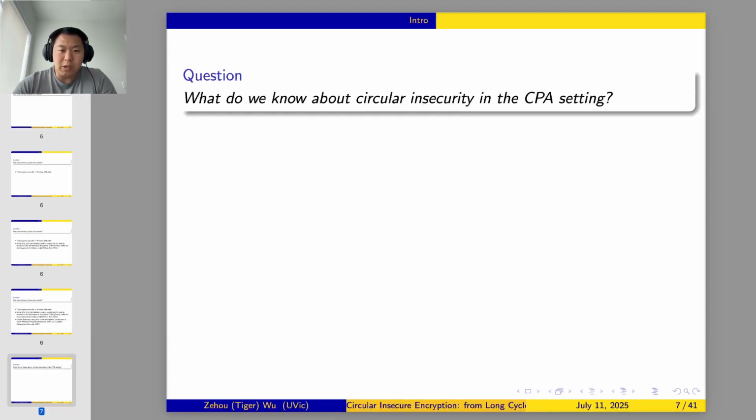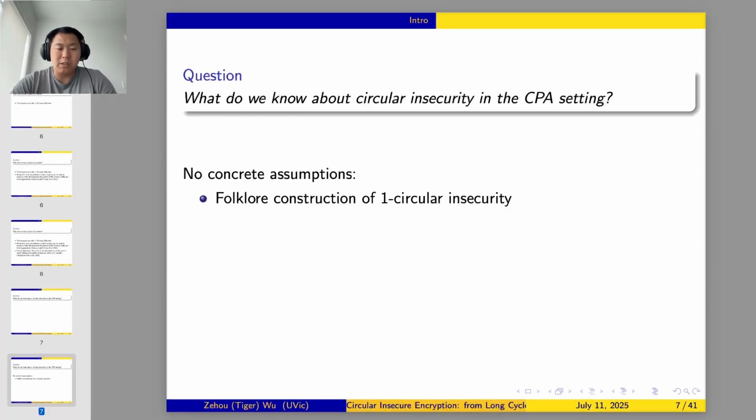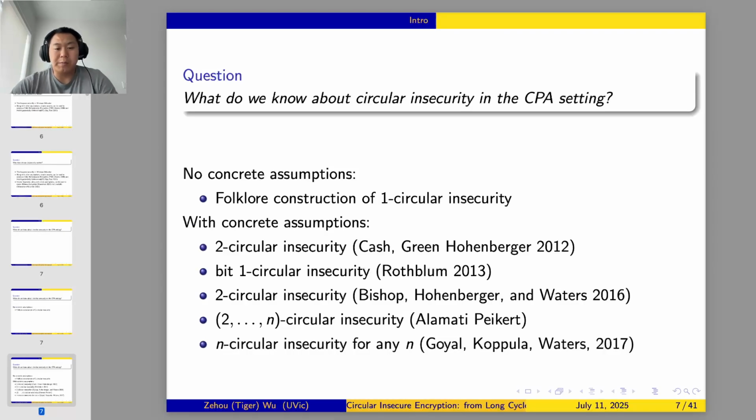So what do we currently know about circular insecurity in the CPA setting? With no concrete assumptions, there exists a folklore construction of one-circular insecurity. This works by, given a pair of PK and SK, a public key and a secret key, when the public key recognizes that the secret key belongs to the same pair as itself, it will simply output the secret key without encrypting. And with concrete assumptions, there are many works, such as finding two-circular insecurity, one-circular insecurity, and there are works that find circular insecurity for multiple lengths.